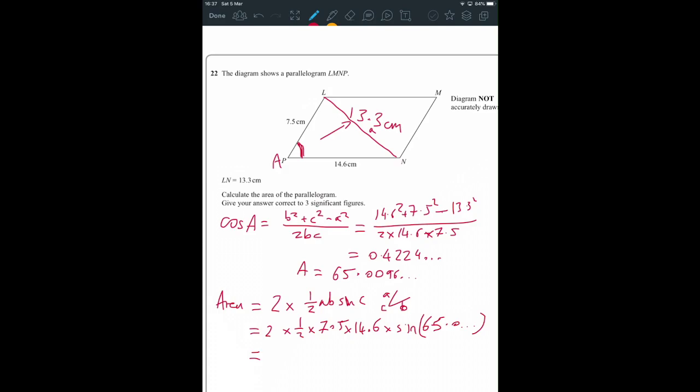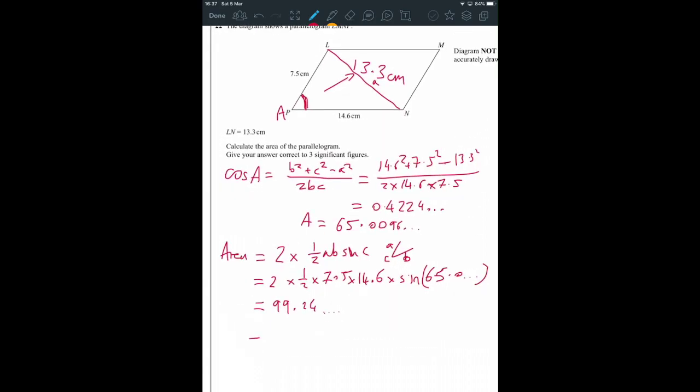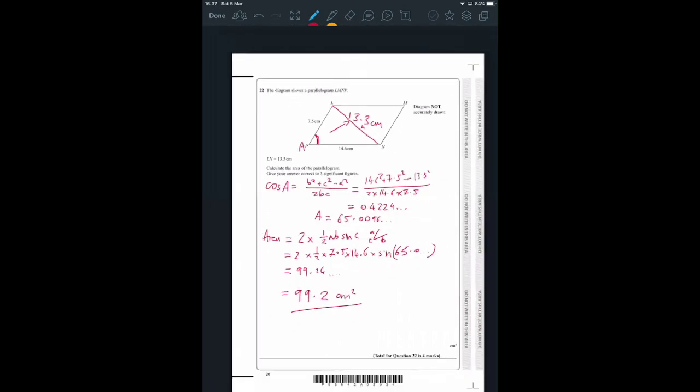Typing all that into our calculator, 2 times a half times 7.5 times 14.6 times sine of the answer, so that'll be the last thing in my calculator, gives me 99.24, etc. Checking how the question wants the answer, to 3 significant figures, we get our answer of 99.2.